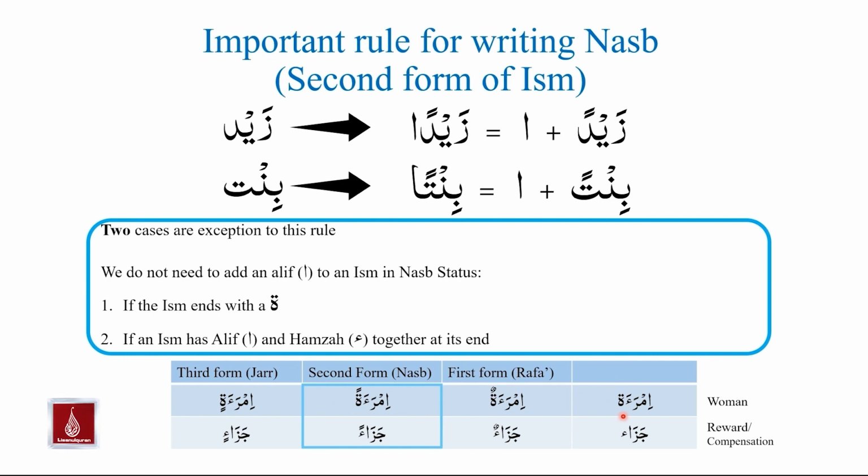In the next example, we have the word jaza. Jaza means reward or compensation. The three forms of jaza will be jaza'un, jaza'an, and jaza'in. In the second form or nasab status, jaza'an will not have an alif at its end because jaza has alif and hamza coming together at its end. Therefore, in jaza'an, we do not need to add an alif at the end of the ism.